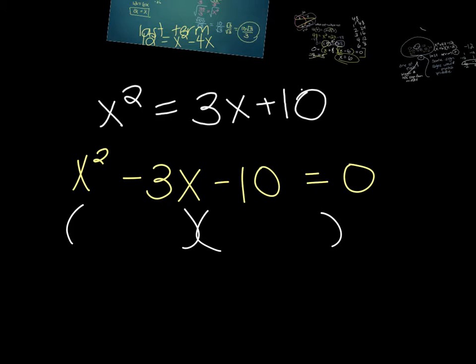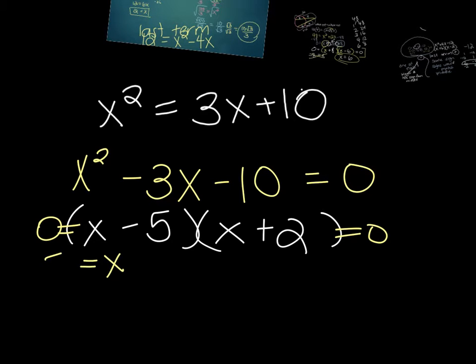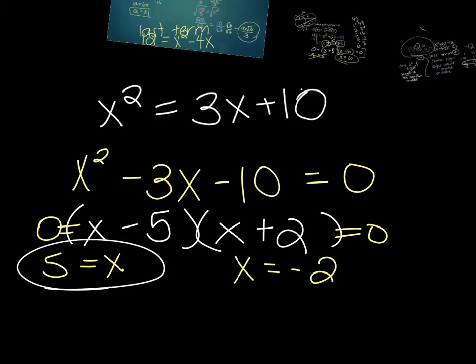And then factors of x squared are x and x. Factors of negative 10, sorry, that sum to negative 3 would be what? Negative 5, positive 2. Set each of these equal to 0. Add the 5, subtract the 2. And because we're talking about lengths, I would keep the 5.